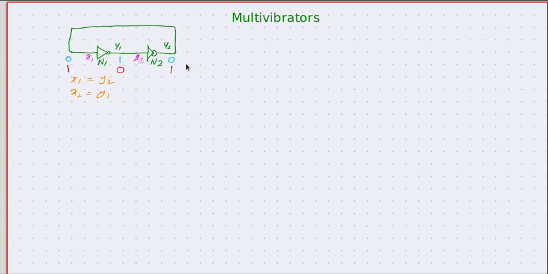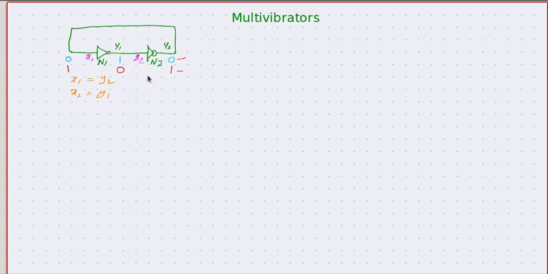So that means the circuit can be in either this situation or in this situation forever till it gets disturbed. If it is in this 010 situation, and for some reason this is made a 0, then this 0 makes this 1, and this 1 makes this back 0, and that continues. So now it will be in this situation.